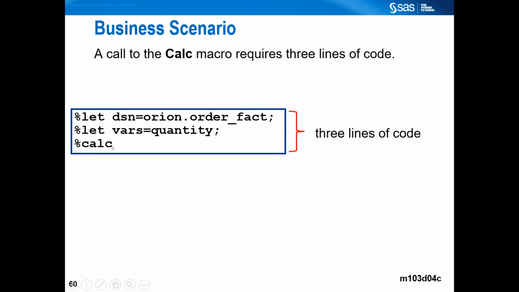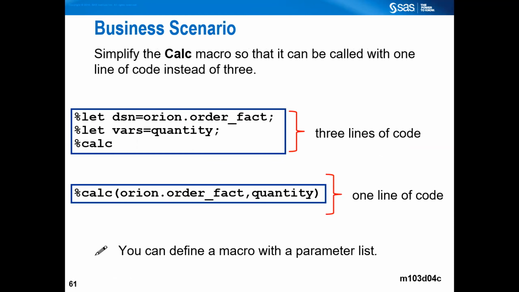So this is not making your program more automated. Hence, create a macro with parameters. While calling, why don't we have an easy way, just pass the values. So you can define a macro with a parameter list. You can simplify your calci macro so that it can be called with one line of code instead of 3 lines. Okay.